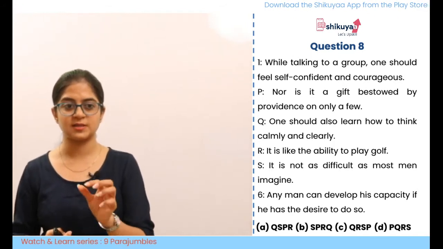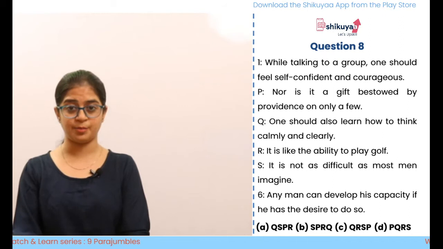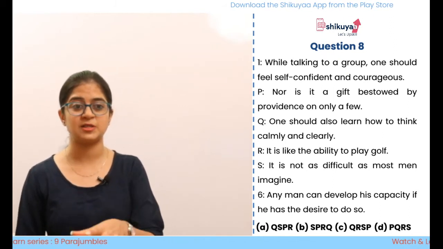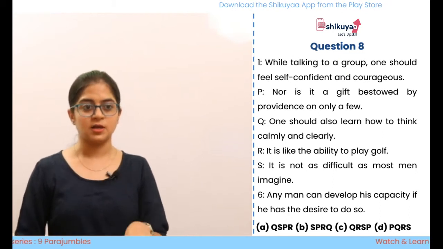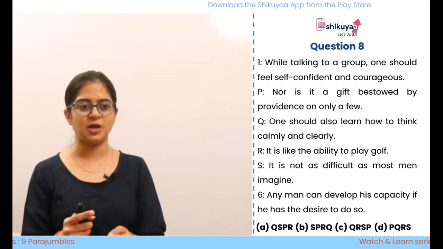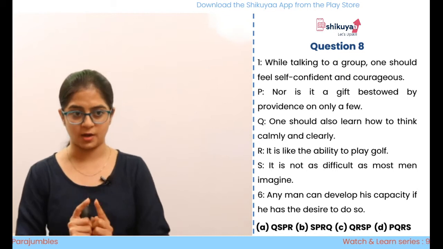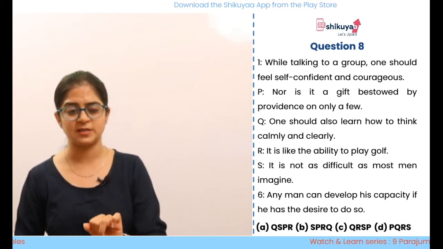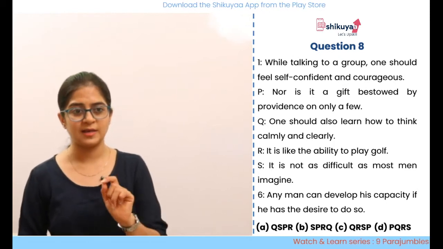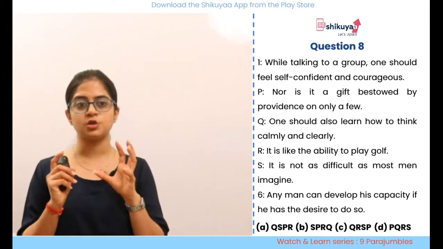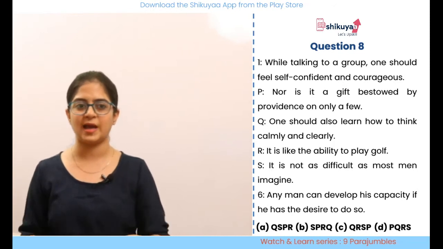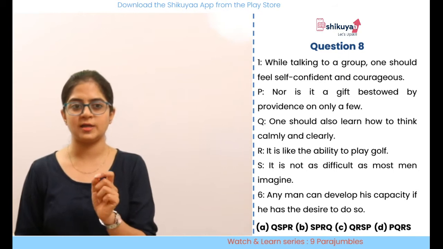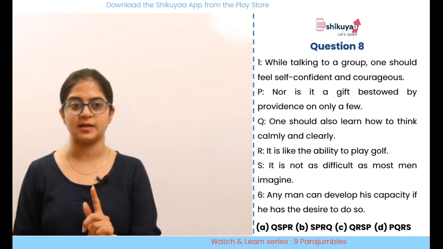These two sentences are a pair. Still we have not come to the conclusion which can be the opening sentence, but still we can make a pair like this. So S and P can be the logical pair. Okay, now let us find which is the opening. So S is not an opening sentence still. Let us see the sentence Q. One should also learn how to think calmly and clearly. Okay, now here also is a trigger word in sentence Q.